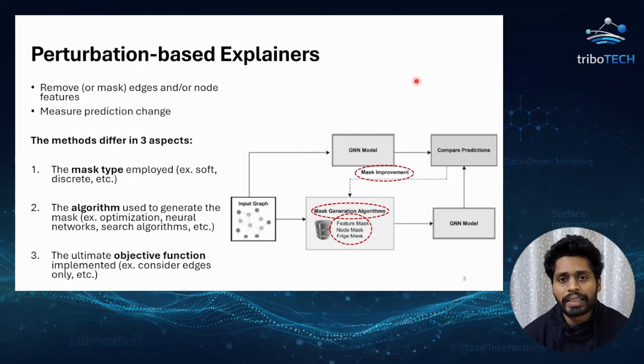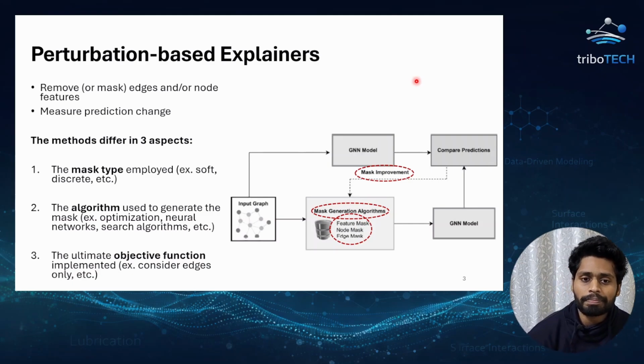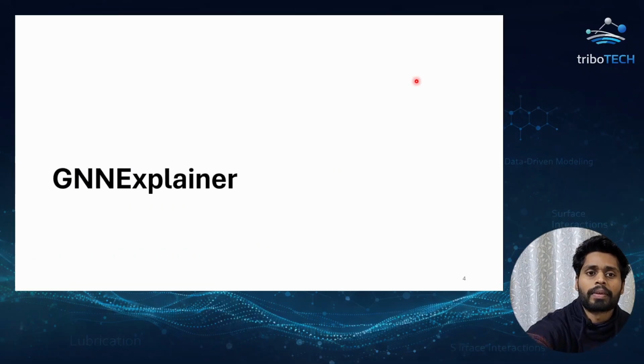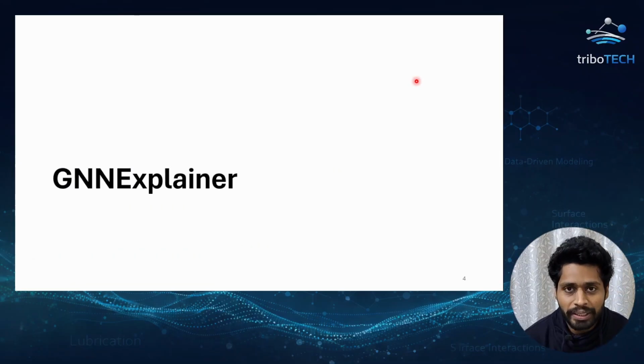The third aspect in which these explainers differ from each other is the ultimate objective of your problem. For example, you could be interested in considering edges only. On the other hand, you could be interested in only node features, or there could be some other third problem. So this is also one aspect in which these tools differ, which is the ultimate objective of your problem. Let's now discuss these explainers one by one.